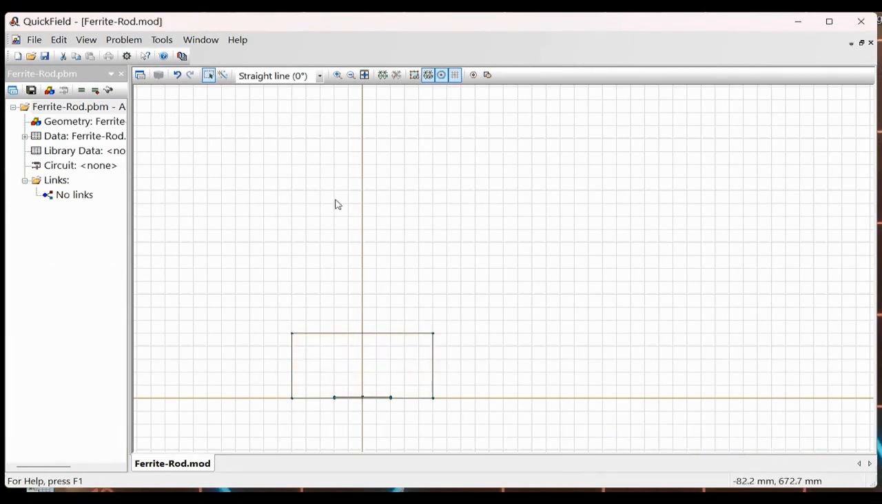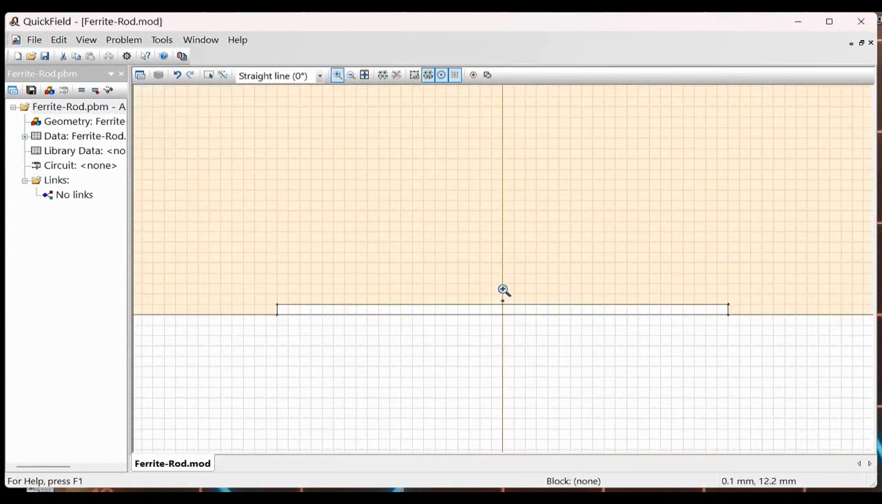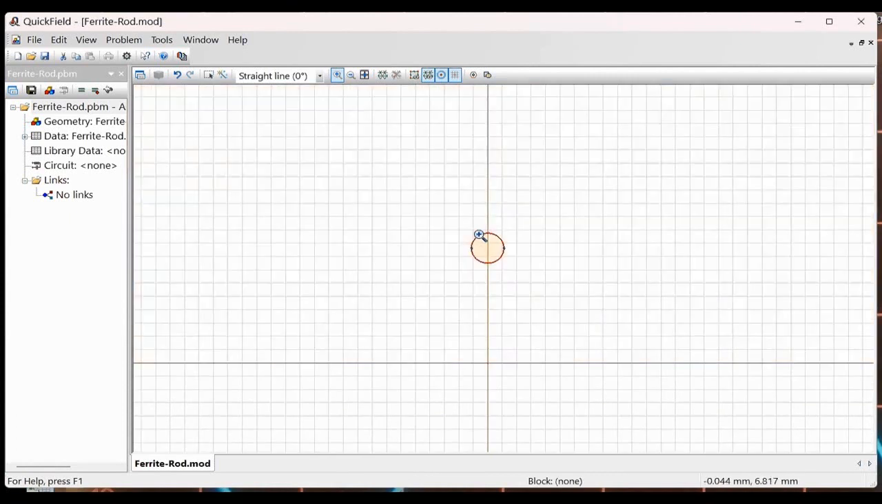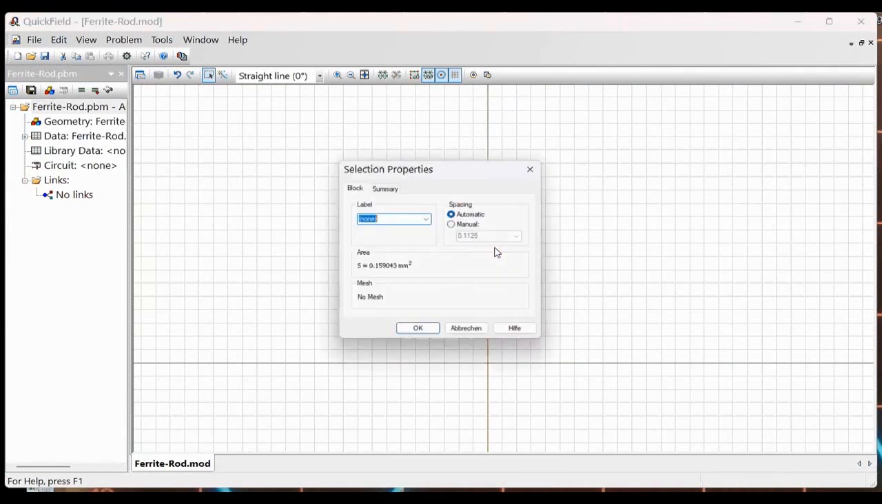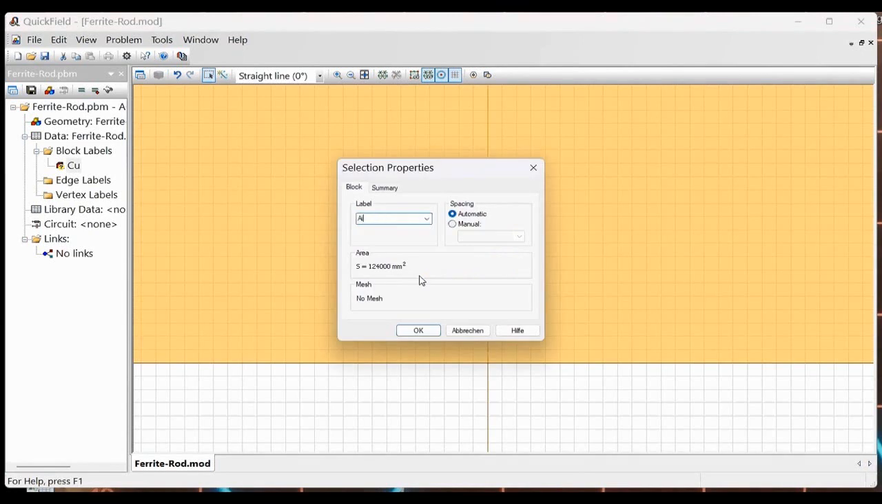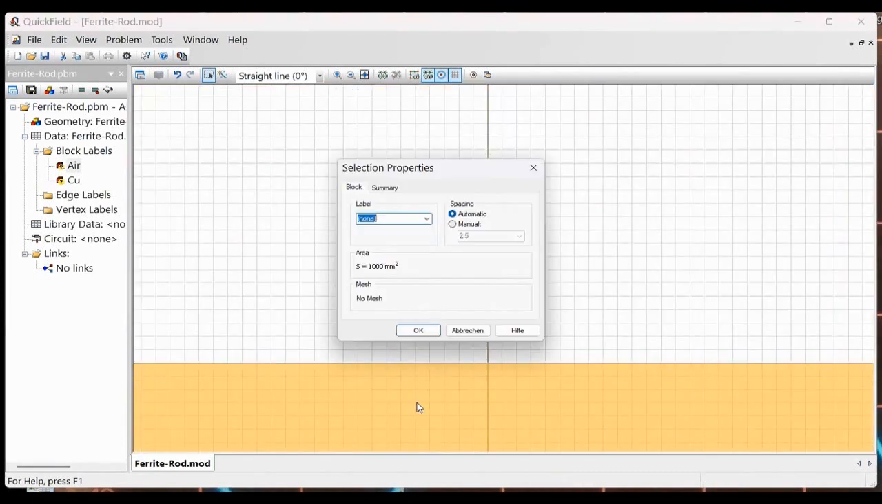We define some materials now. This very small point is the first central winding. And the material is copper. And the outside room, it's air. And this is the ferrite rod itself.